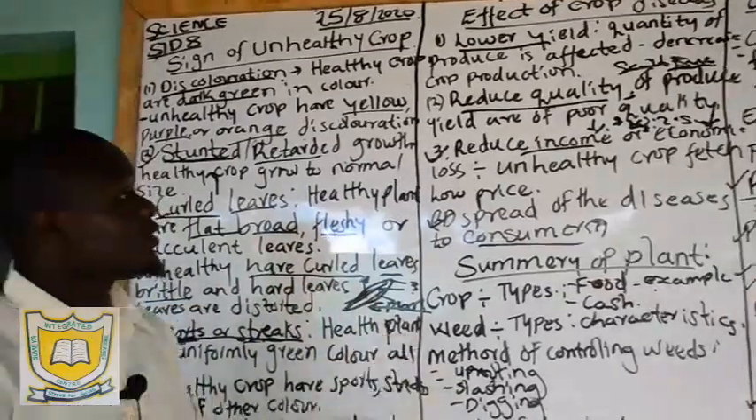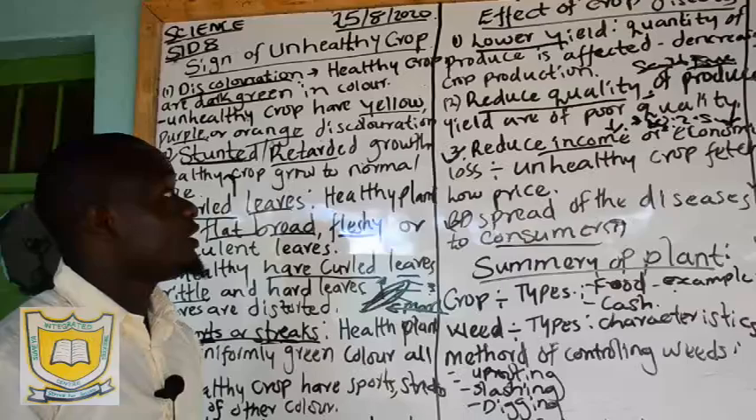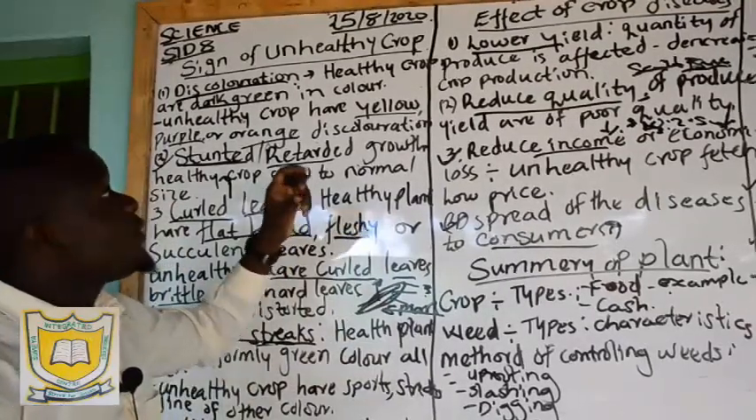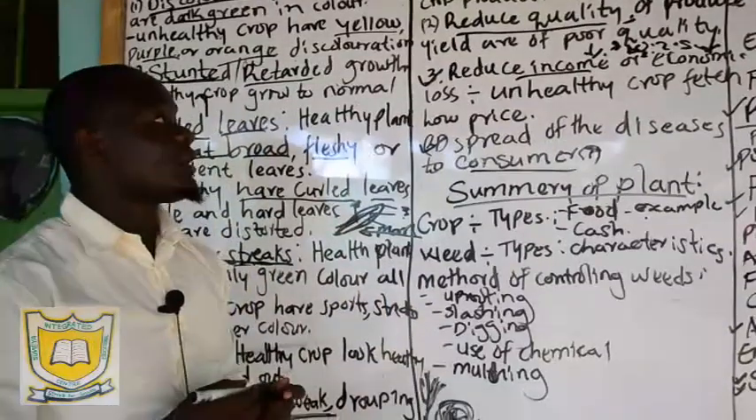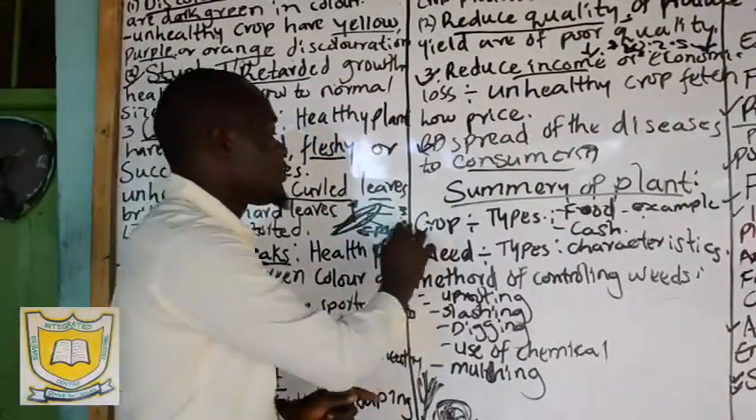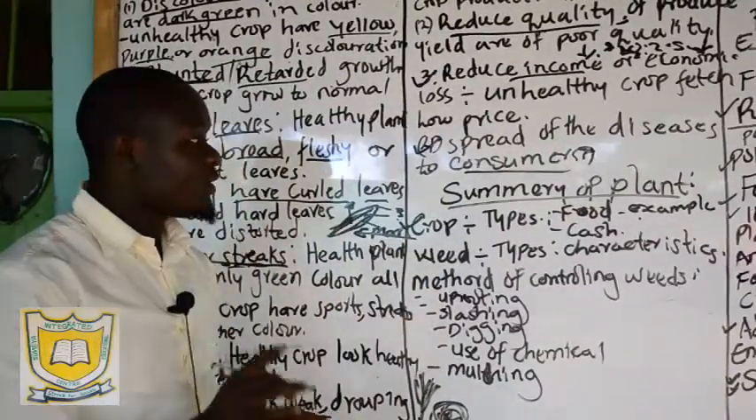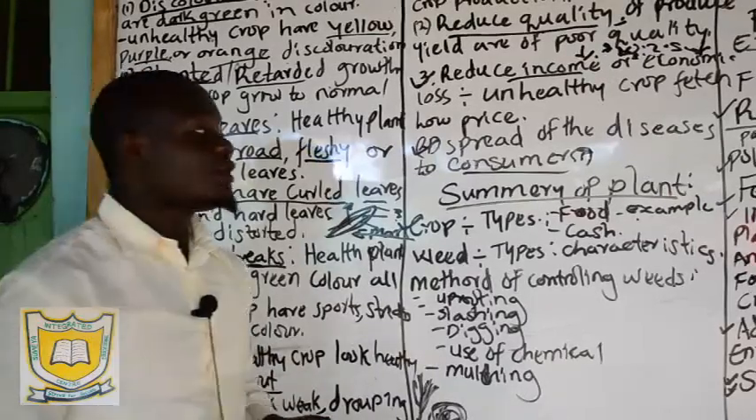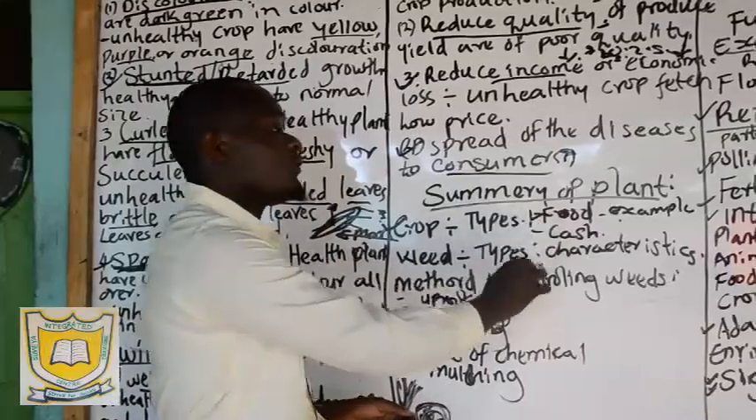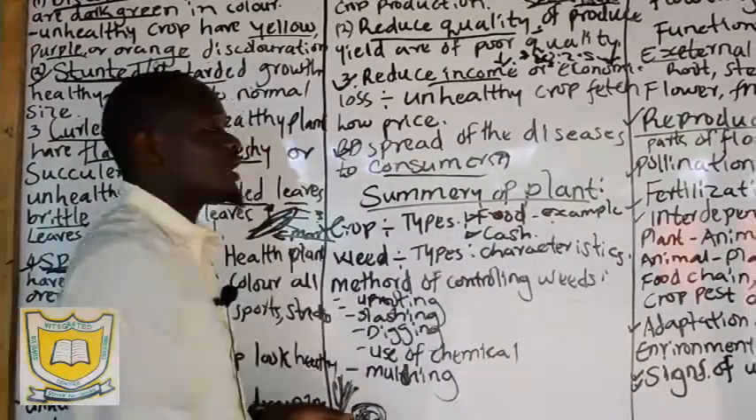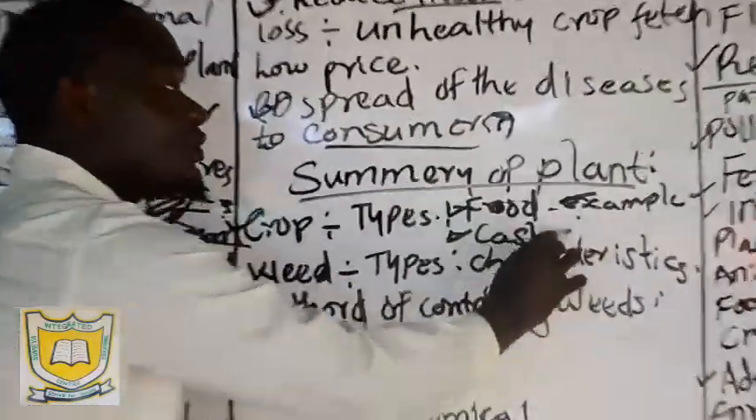But now here we are going to talk about the summary. In summary, when you talk about plants as a topic in primary level, you have to understand the following. Number one, we started by discussing crops. You must understand the definition of a crop, the types of crop, and examples of each type. We said examples of a crop are a food crop and also cash crop. We gave out the examples, you have them.